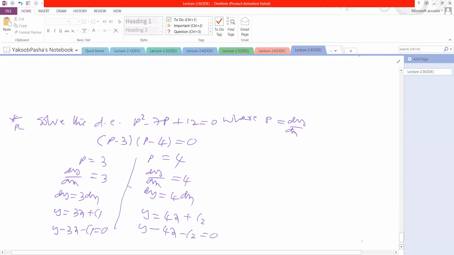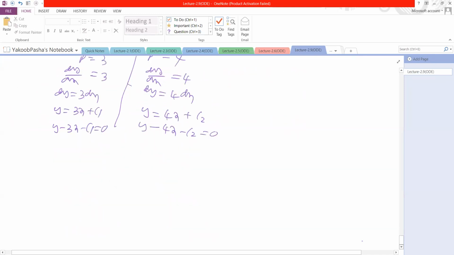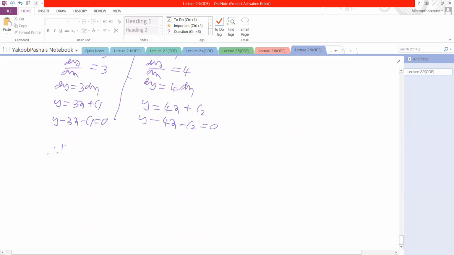Therefore, the general solution is, just write the product of these two, y minus 3x minus c into y minus 4x minus c is equal to 0. Okay, this is the solution.